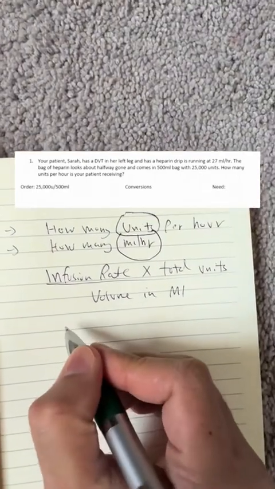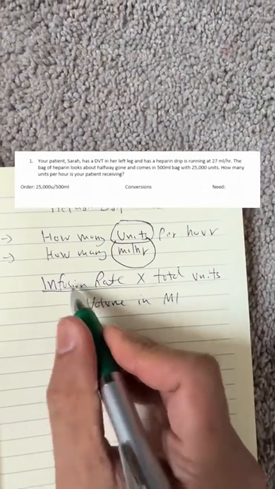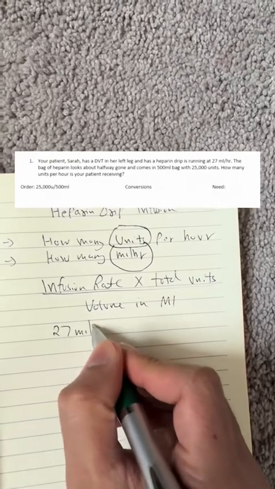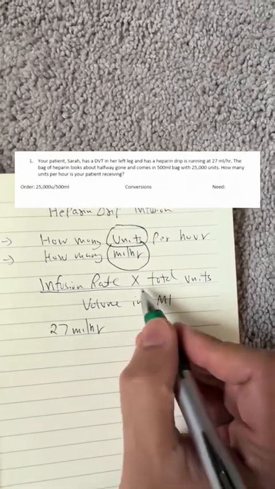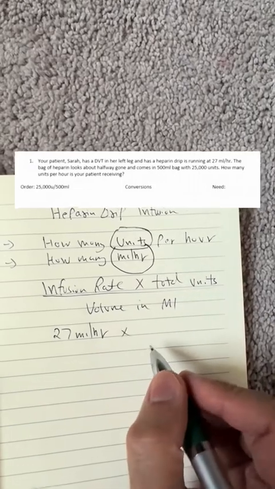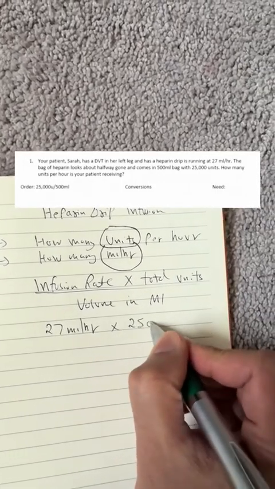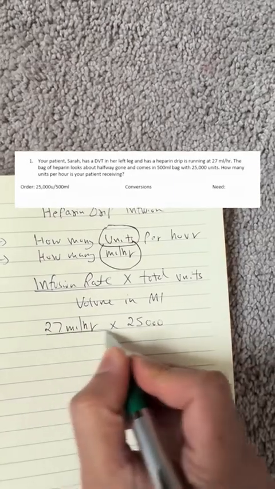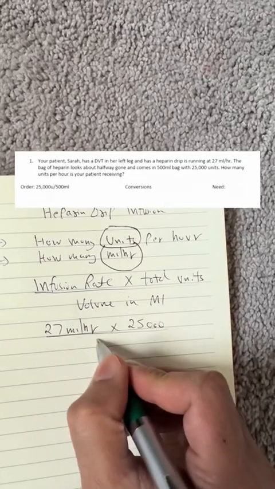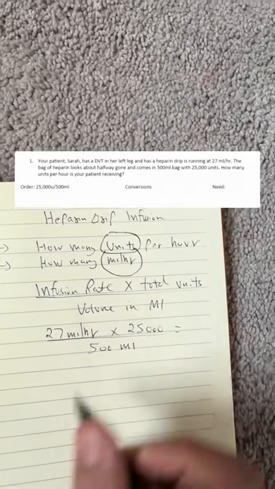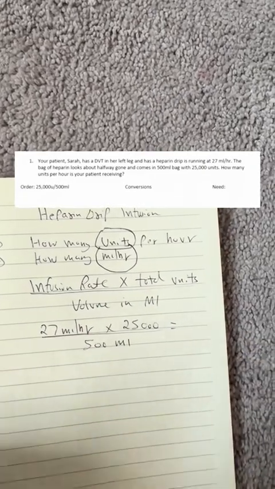So now let's solve it. What is the infusion rate given? 27 ml an hour, that is your infusion rate. Multiply by total units. Total units given is 25,000. Divided by the volume in ml, which is 500 ml. That's the way we set up this kind of question.